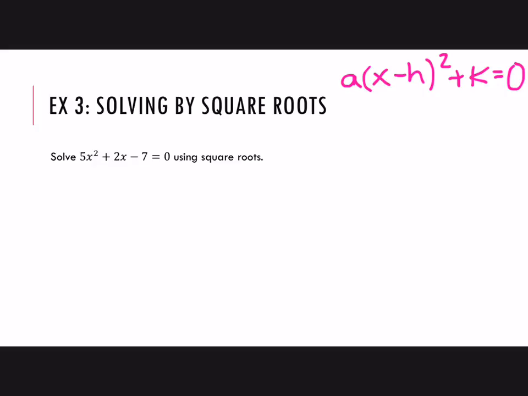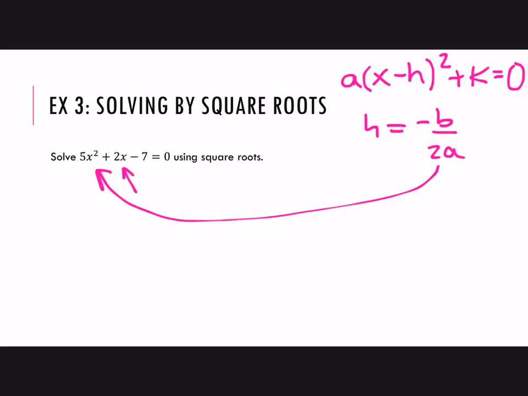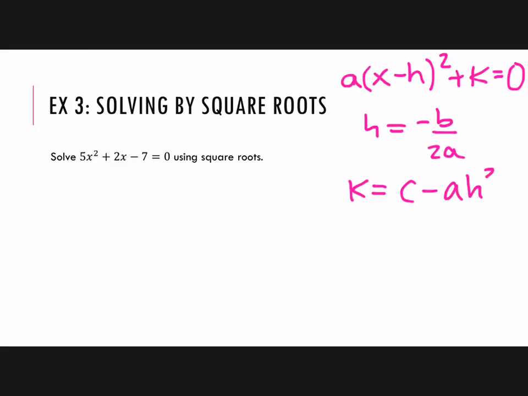So you may remember that we have two equations for how to find h and k. We said that h is negative b over 2a. And then you have two options for how to find k. You can either plug this h back in for x into the equation and solve, or we also have a second formula, k equals c minus ah squared.